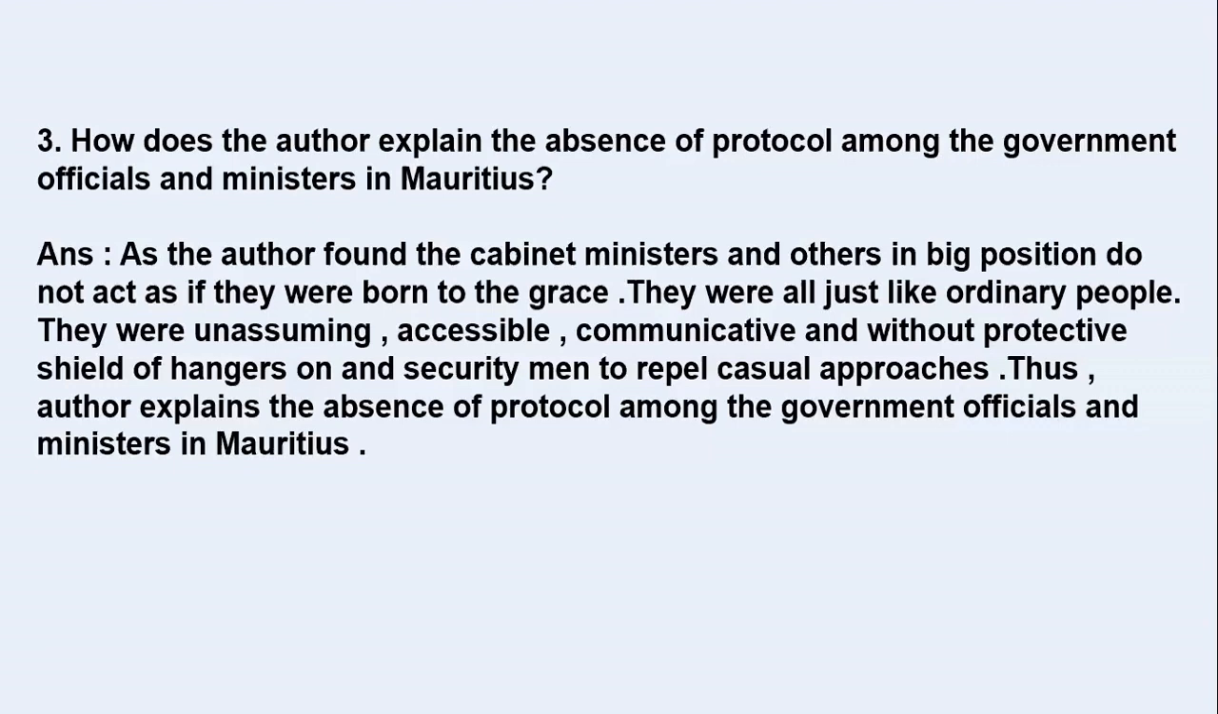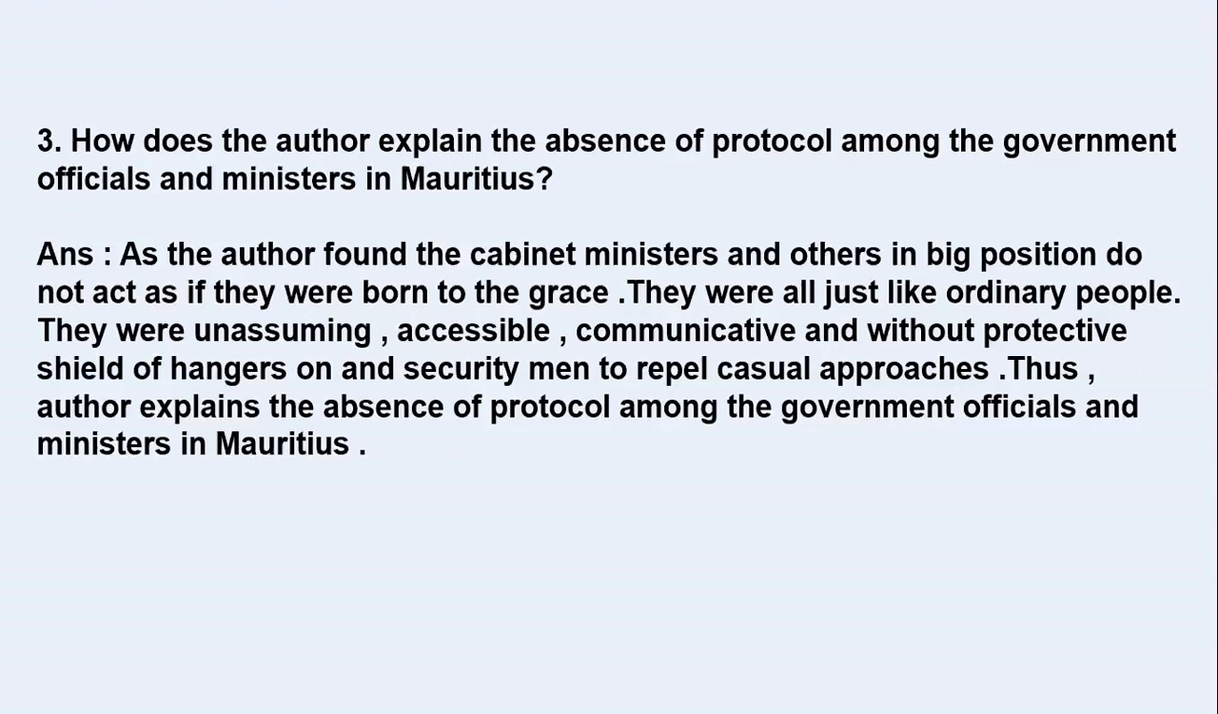They used to approach as normal people would, as they talk and move and mix with everyone. So this was found there among the ministers and the government officials. The author explains that there was a total absence of protocol among the government officials and ministers in Mauritius. There was no difference between the government officials and ministers and the normal common citizens who resided there. So this is how you can write the answer.